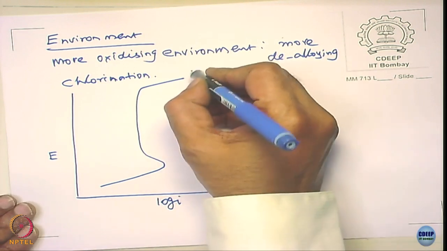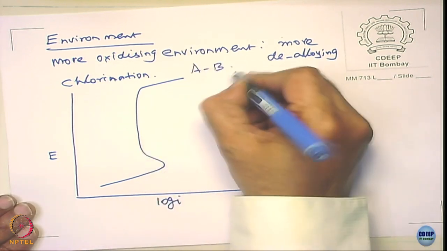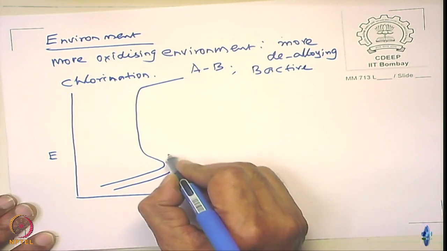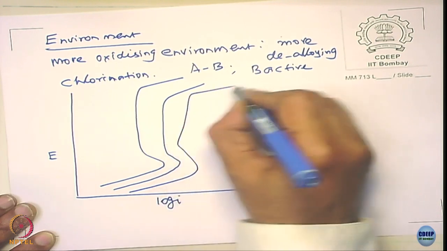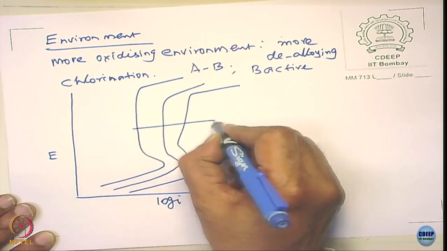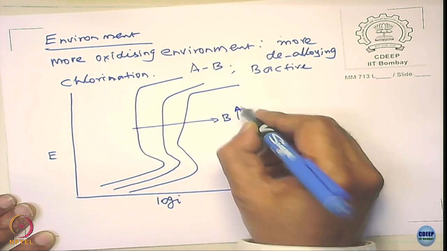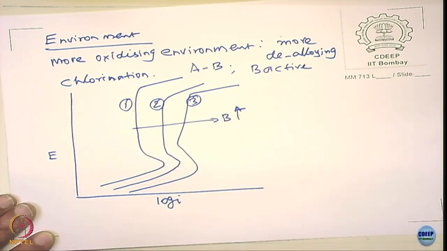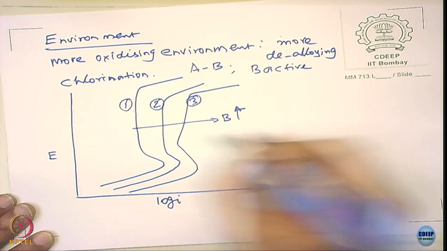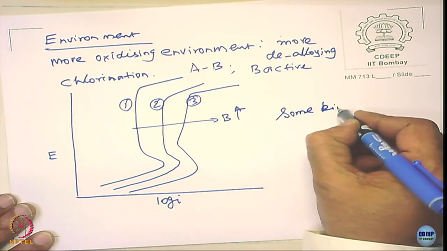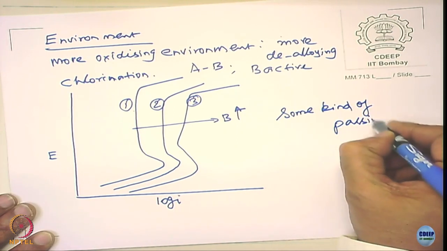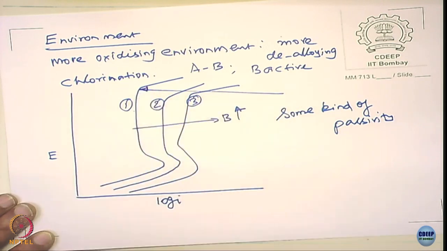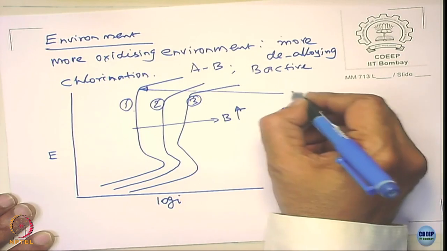Let's take that I have element A and B. B is active. So the B concentration increases as you go from this curve 1, 2, and 3, the concentration of the active element increases. Now, they show some kind of passivity. And you have a potential here, and this is the potential we call EC.